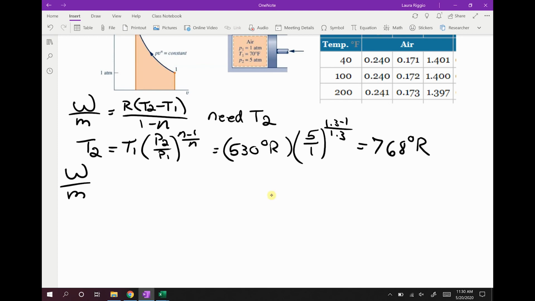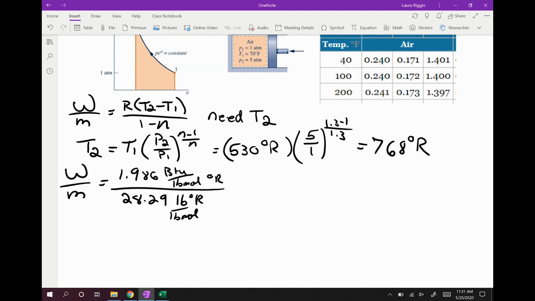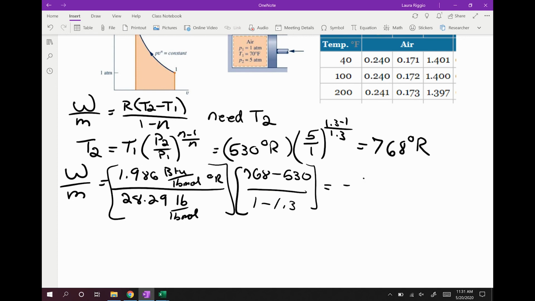So my work per unit mass is equal to 1.986 BTUs per pound mole degree Rankine, divided by 28.97 pounds per pound mole, times (768 minus 530) divided by 1 minus 1.3. So I get my work to be minus 54.39 BTUs per pound.